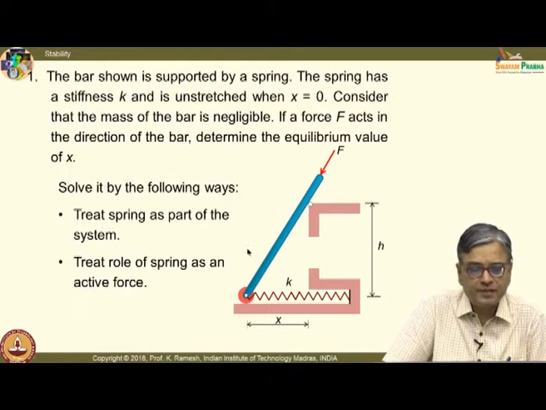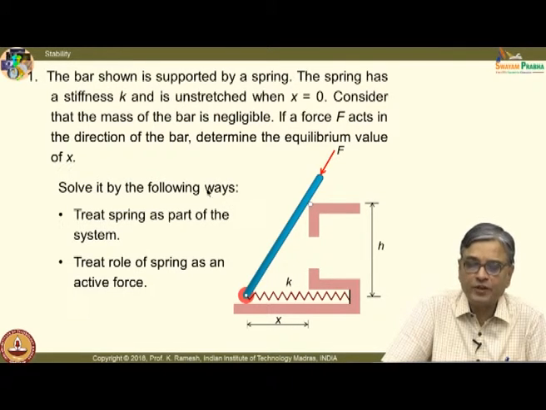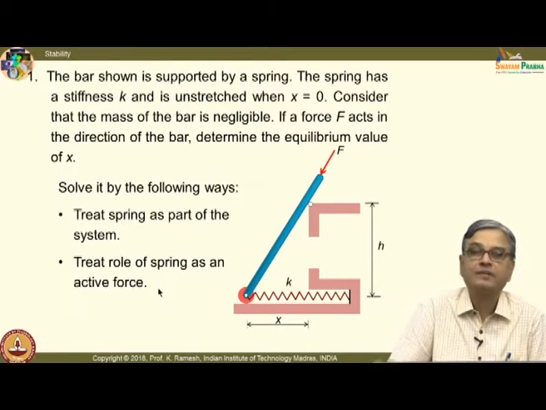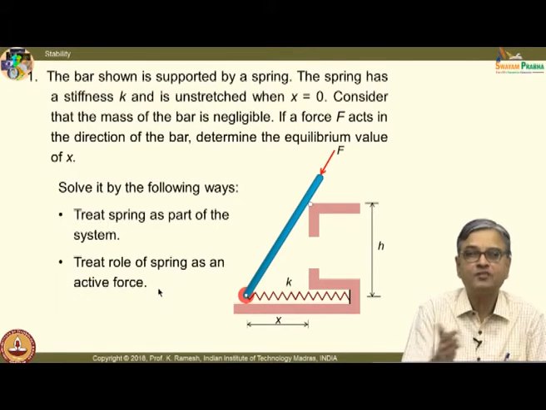And we would try to solve this problem in two different ways. Treat spring as part of the system, then I bring in the role of a spring in terms of its potential energy. Or treat the role of spring as an active force: remove the spring, replace it by an active force and solve the problem.